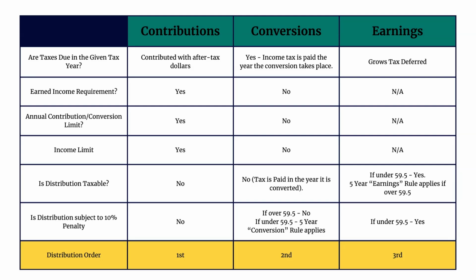The next dollars that would come out are converted dollars. Lastly, earned dollars would come out third. Being that you can't be penalized or taxed on contributed dollars that you would have made with your after-tax contributions, it's conversions and earnings that we need to consider the 5-year rules for.